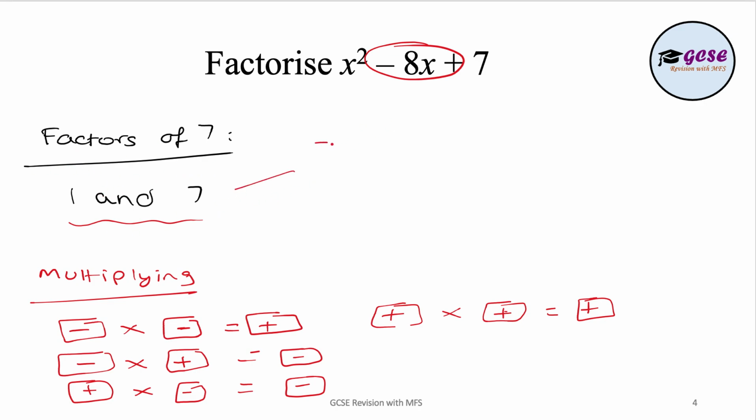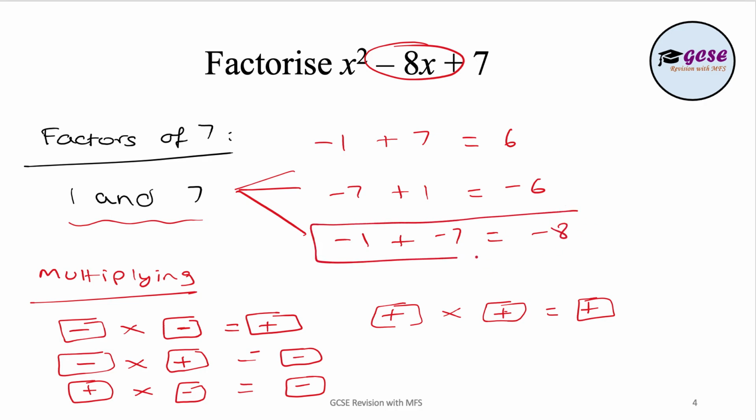Okay, now we need to try all the combinations for this. So if this was -1, add 7, that's going to give us 6. That's not what we're looking for. If this was -7 and 1, that's going to get us -6. That's still not what we're looking for. That must mean that both the numbers must be negative. So we've got -1, add -7. That will get us -8.